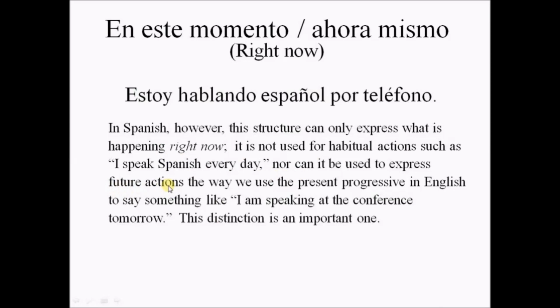In English, if I say, I'm speaking at the conference tomorrow, it sounds okay. We are using the present progressive, but our intention is to express something in the future. You cannot do that in Spanish. You can only use the present progressive to express something you are doing right now.